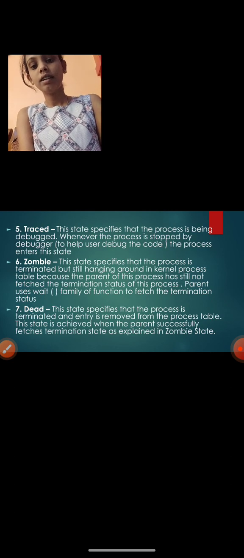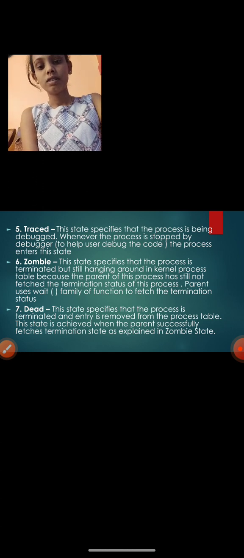Traced means that the process is being debugged. So traced will show whether the process is being debugged or not, whether the process is stopped by the debugger.